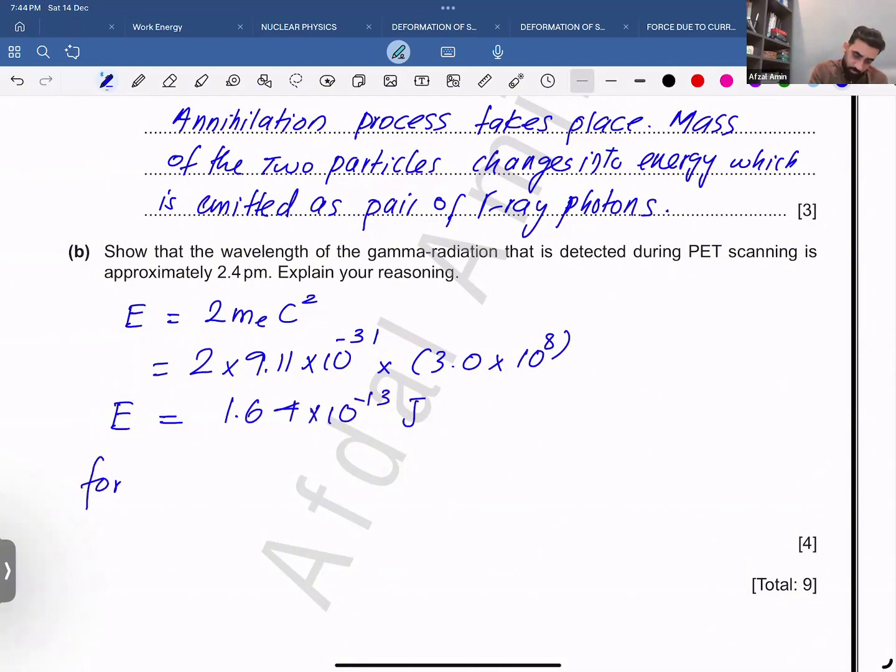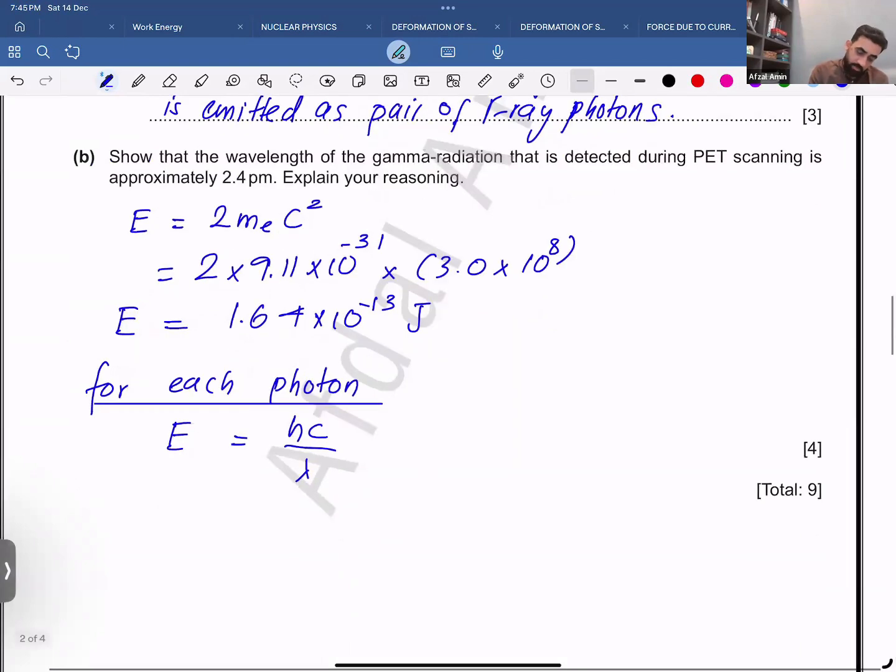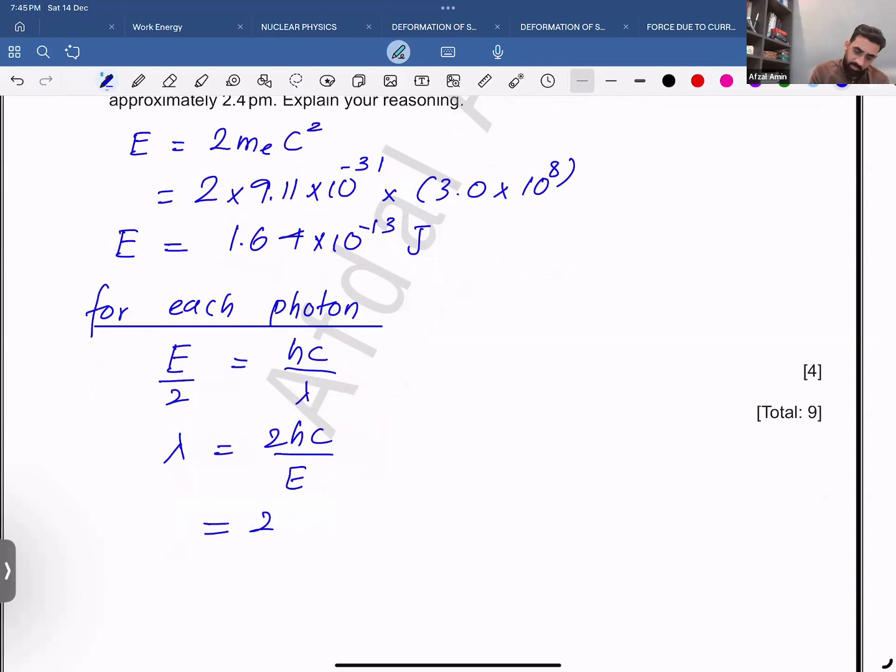Joules. Then write for each photon. The energy is hc over lambda. So since it's half, lambda is 2hc over E. Okay. It's 4 marks, so it's important to show the steps.